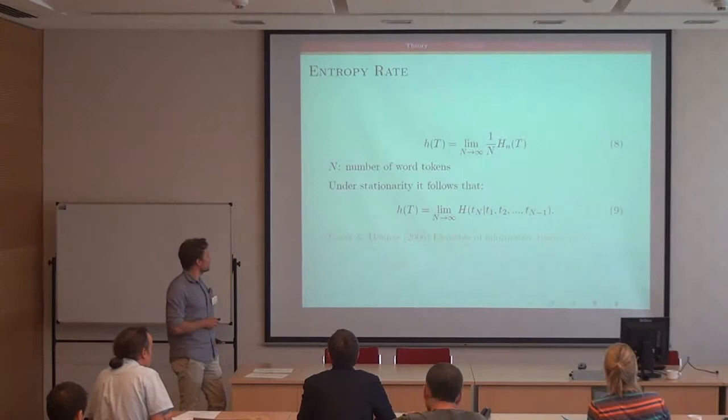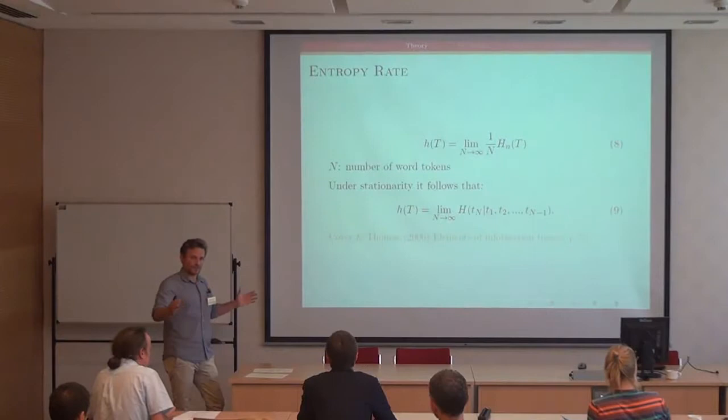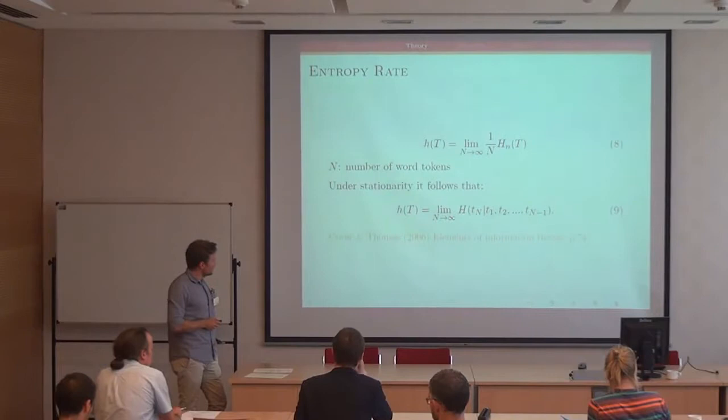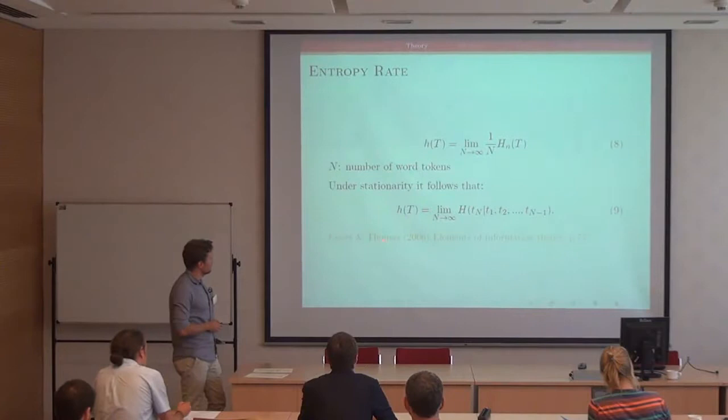But okay. Go ahead. So, again, under stationarity, if you assume that the properties of strings of text are roughly the same, then what follows is that the entropy rate is the conditional entropy of a given token at a position n, conditional on all the previous tokens, so the preceding text. This is a result that Cover and Thomas showed.